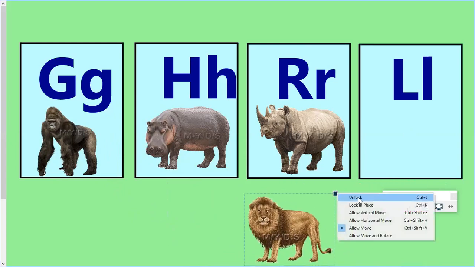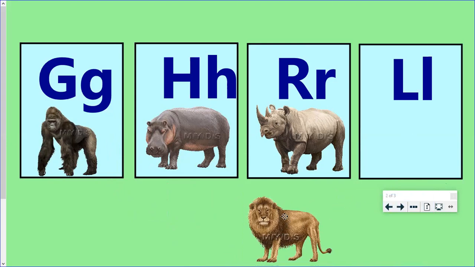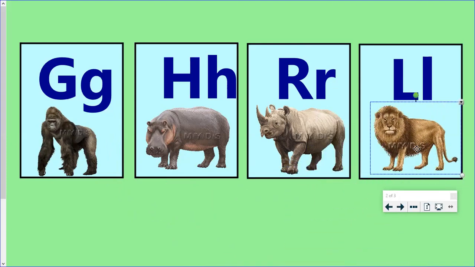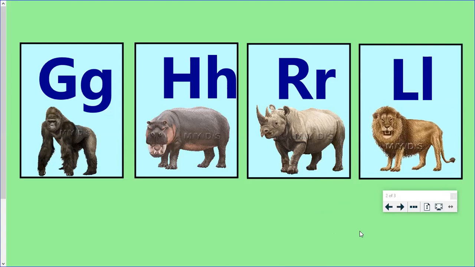Whoops, let's see. We want to make sure that this moves forward. So I'm going to bring it to the front so we can put the lion under the letter L.